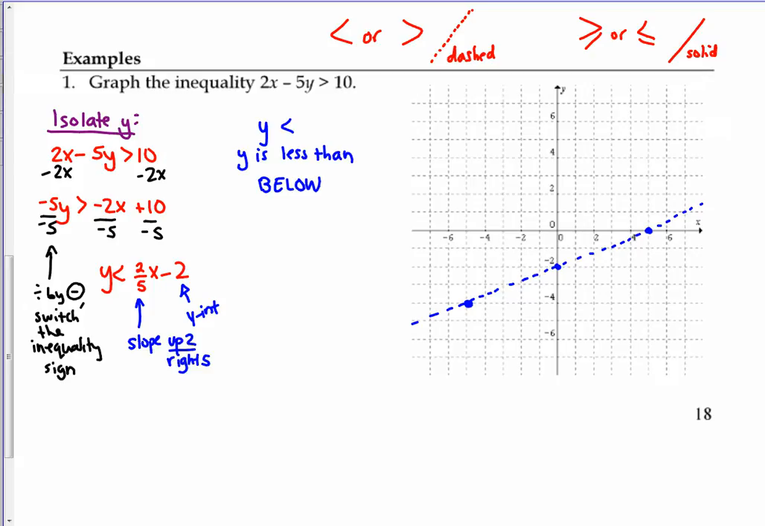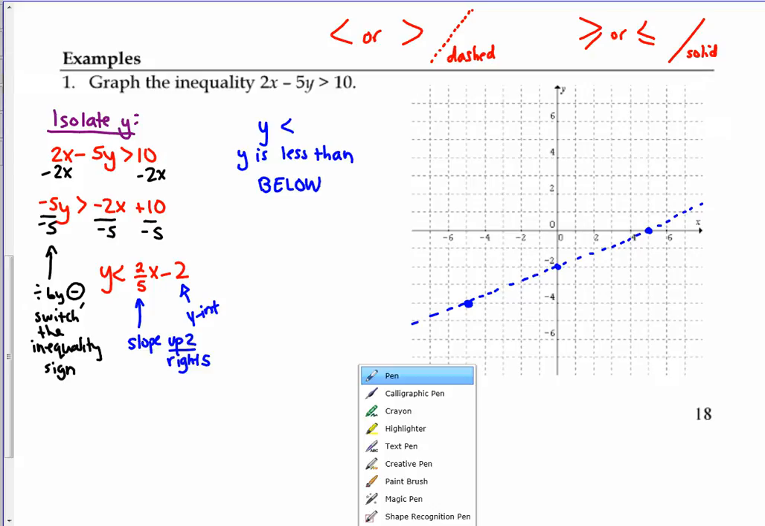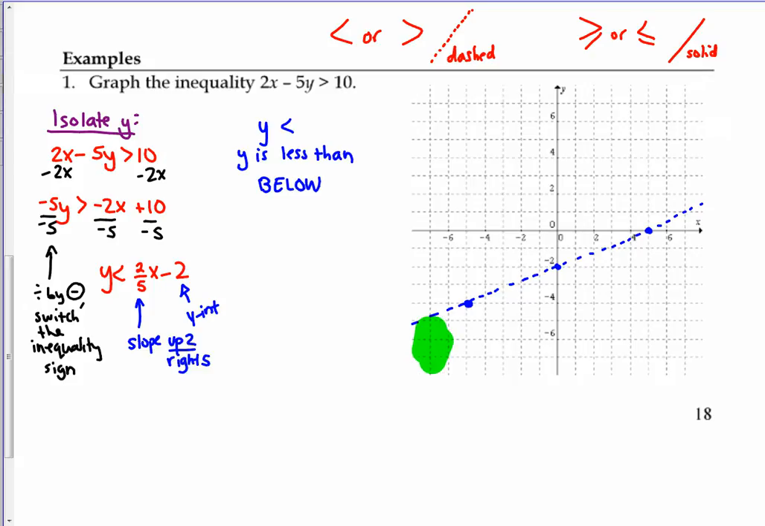So here I am with my paper. I have positive slope, left arm, right? So where's below going to be? Below this part of my arm. So everything below. There's our shading.